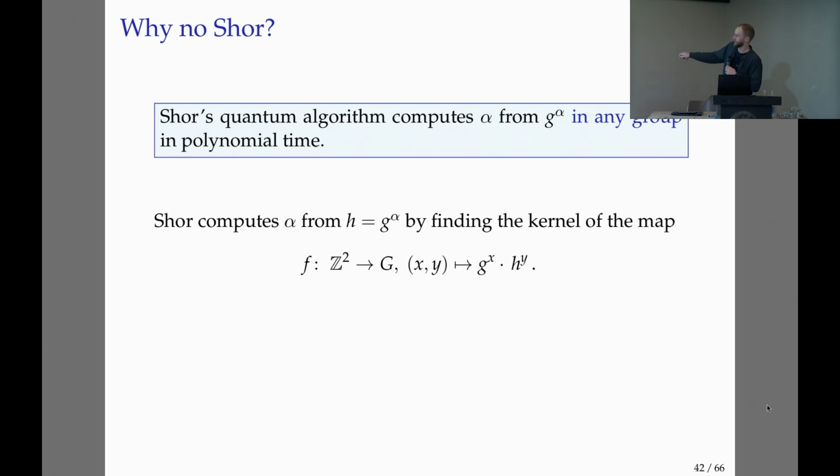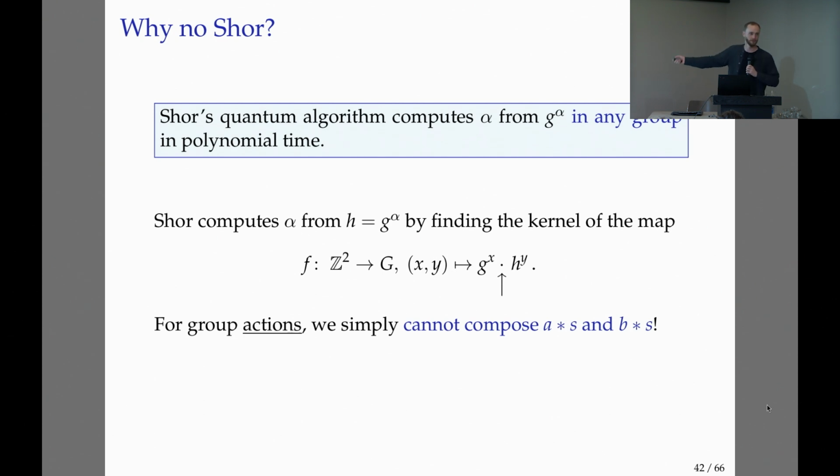And the reason is that, depending on who you ask to write down Shor's algorithm, they give you different explanations, but a pretty high-level view of it is that Shor computes this discrete logarithm by defining a particular map from integer vectors of Z^2 to the group. And this map is defined by taking a power of g, the generator, and h, the public key, and multiplying them together. And then you can see that, for example, the vector (minus alpha, 1) lies in the kernel of this. Because h is g to the alpha, and this turns out to be 1 in the end.